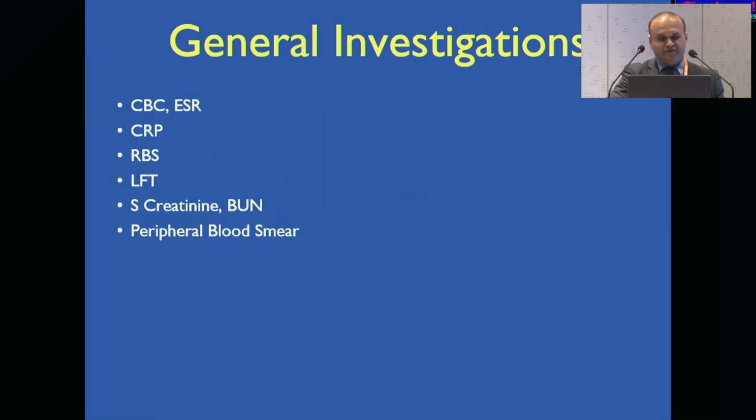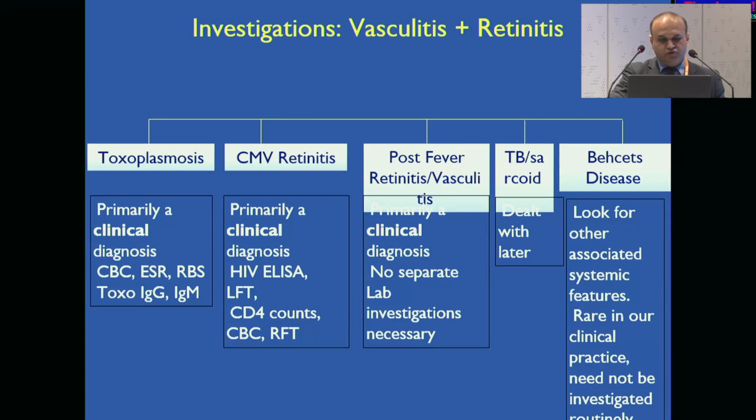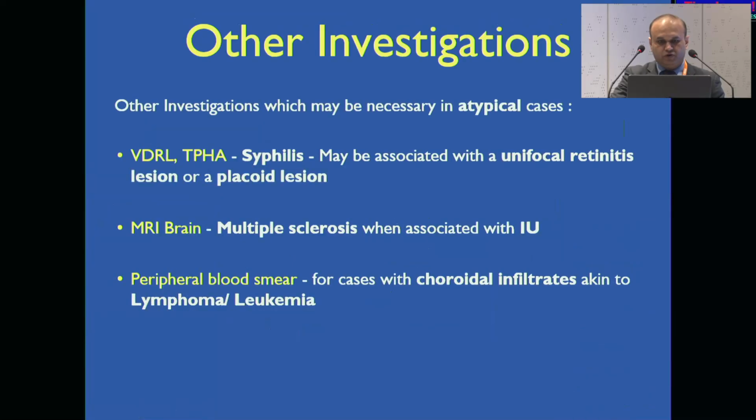So what are general investigations? We have already discussed. You need to look at CRP, sugar levels. You need to specifically tailor some of your investigations based on the disease you are dealing with. So if it's a toxo, it's predominantly a clinical diagnosis. If you are suspecting CMV retinitis, then you need to look at HIV, you need to rule out immunosuppression, get the CD4 counts done. We have already discussed TB and Behçet's and what we need to do for them.